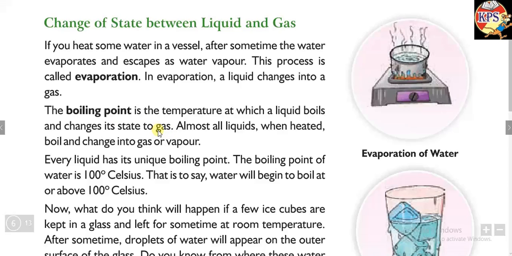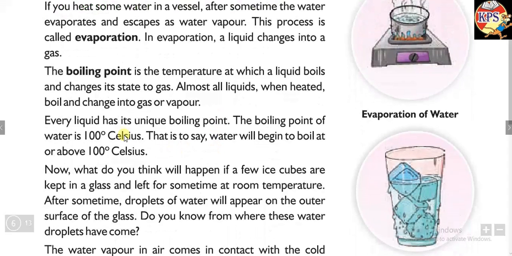Boiling point is the temperature at which our liquid starts boiling. Almost all liquids when heated boil and change into gas or vapor. So almost all liquids start vaporizing when we heat them. Every liquid has its unique boiling point. The boiling point of water is 100 degrees Celsius. That is to say, water will begin to boil at or above 100 degrees Celsius.